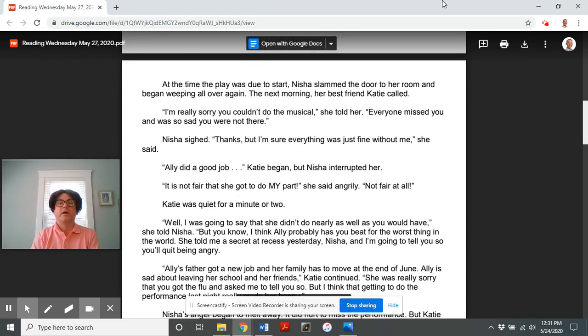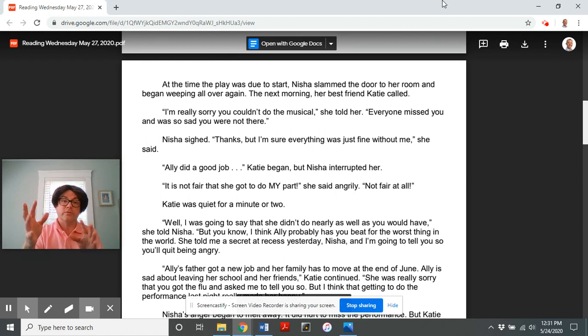And then Katie kind of lets her know a secret that Allie had said, about the fact that Allie was leaving school at the end of June. She was a new kid. She just made new friends in the new school, but she was having to move away. And Katie felt kind of bad.